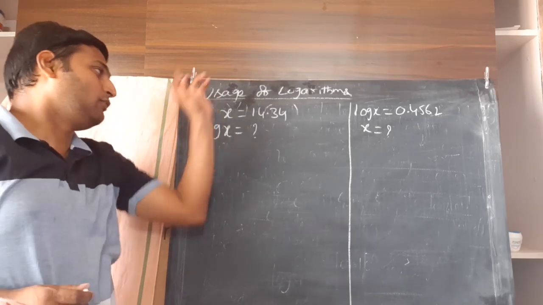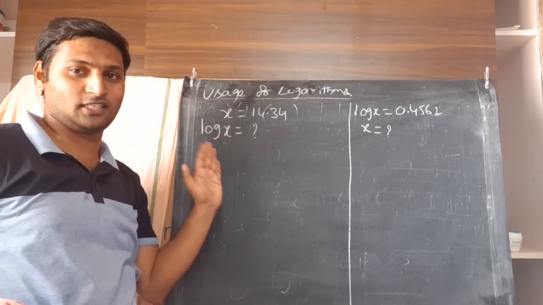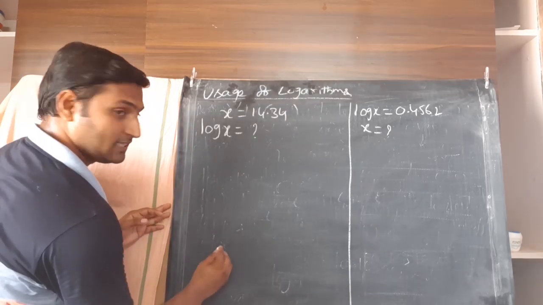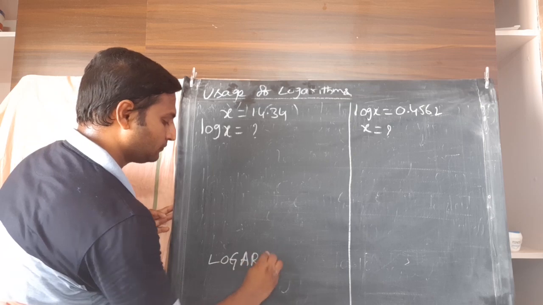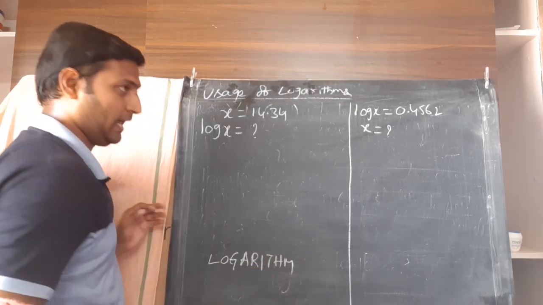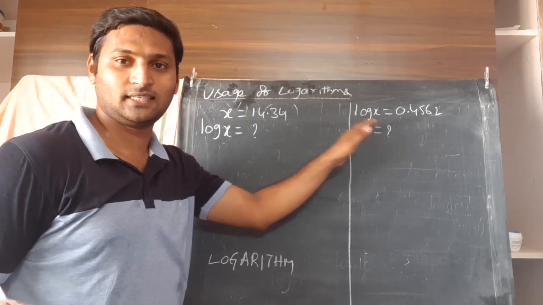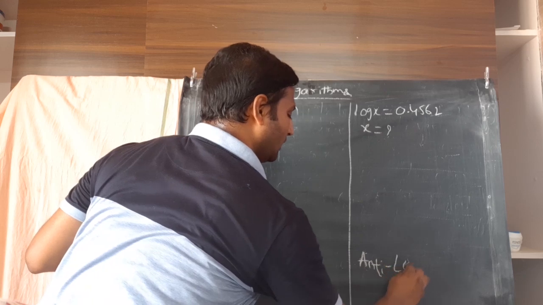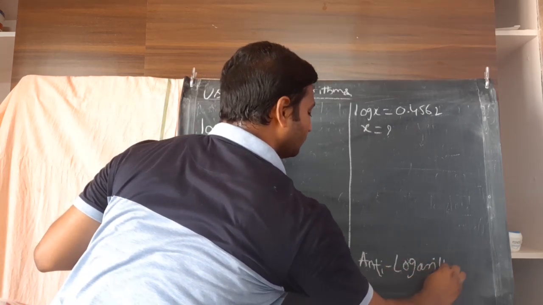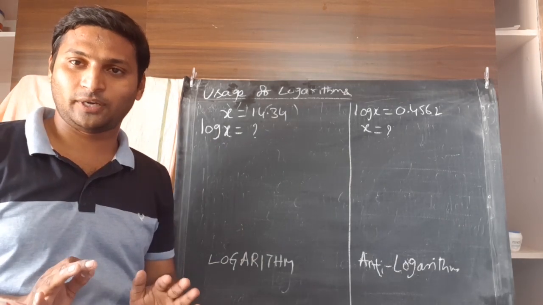So, if you know x and you want to find the log of x, that is one situation. In such a case, you will have to use logarithm tables. Whereas, if you know log of x and you need to find x, in such a case you have to take the anti-logarithm table. I'll give you a glimpse of it again using the Nernst equation only.